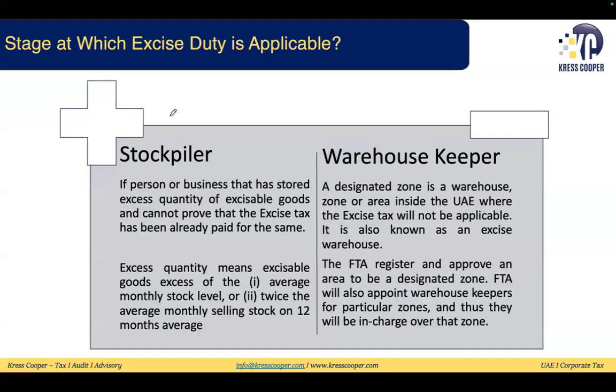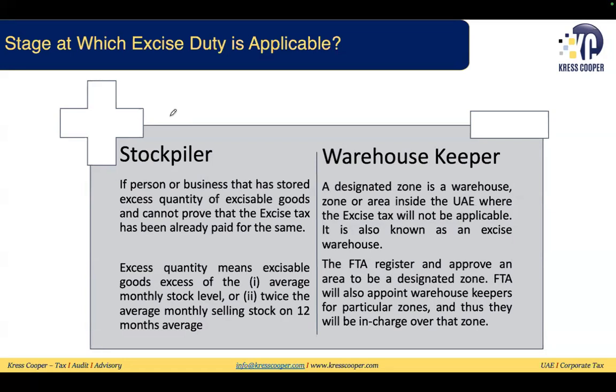For the warehouse keeper, as I mentioned, a designated zone, you can set up a warehouse even on the mainland as well after the approval of the FTA. A designated zone is a warehouse zone or area inside the UAE. It doesn't matter whether it is in the free zone or on the mainland, an area in the UAE where the excise tax will not be applicable. If the goods are moving from warehouse to warehouse, which has been approved by the FTA, excise tax will not be applicable. It is also known as the excise warehouse. The FTA registers and approves the area to be a designated zone. FTA will also appoint a warehouse keeper for particular zones, and they will be in charge over the zone.